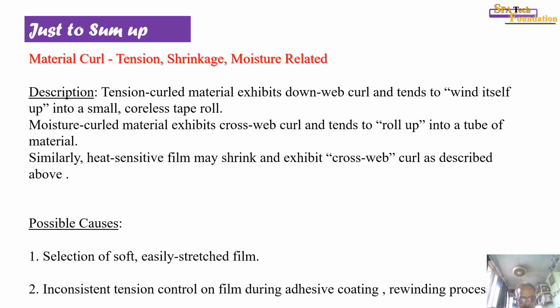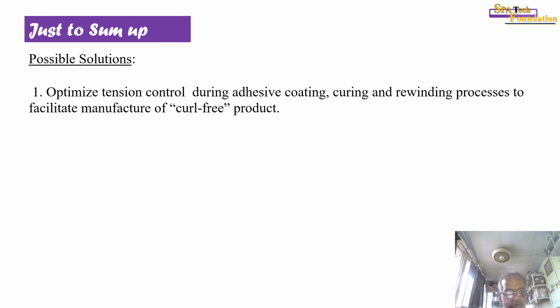Possible causes: selection of soft, easily stretched film, inconsistent tension control on film during adhesive coating and rewinding process. Possible solutions: optimize tension control during adhesive coating, curing, and rewinding processes to facilitate manufacture of curl-free products.